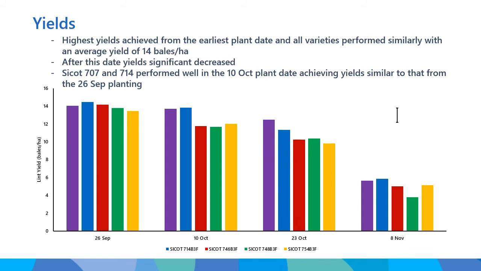So on average, 23rd of October plant date yielded 78% of the early plant date, again with the more determinate varieties performing the best in this season. The 8th of November replant scenario yielded poorly at just 36% of the 14 bales a hectare seen in the early plant date.